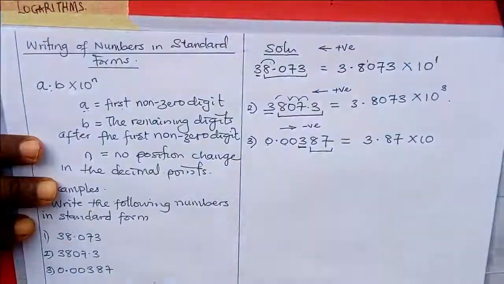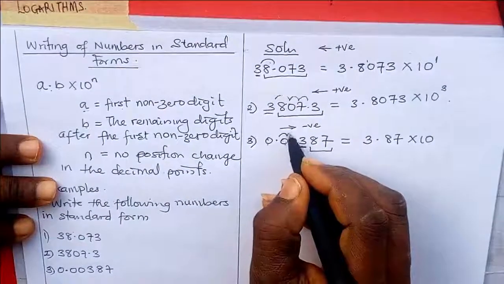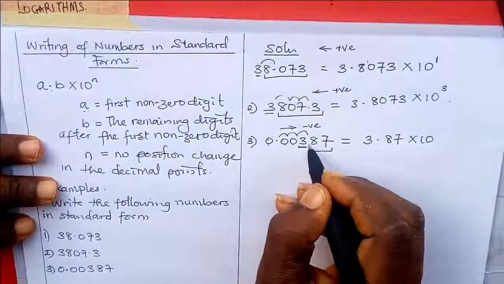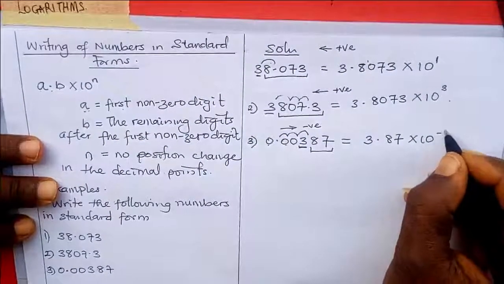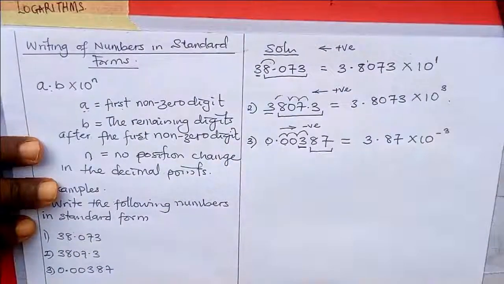Since it's moving towards the right, we see that the decimal point was here, it moved here 1, 2, then it moved here 3. So it becomes raised to the power of negative 3. I hope you got that.